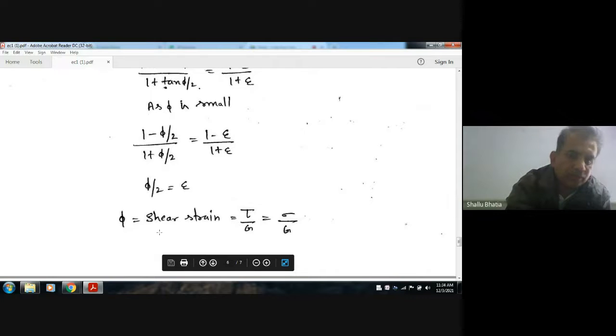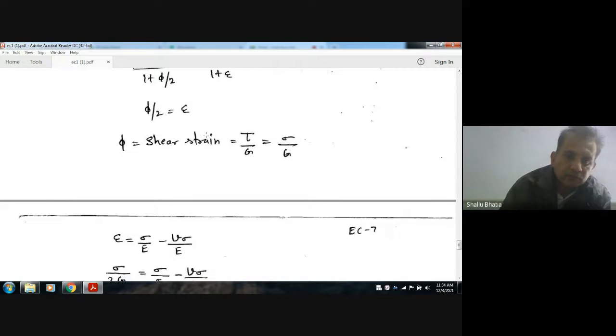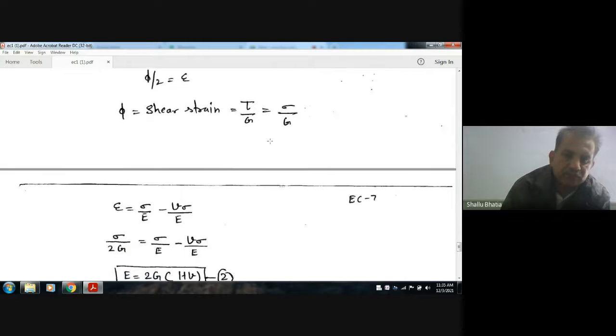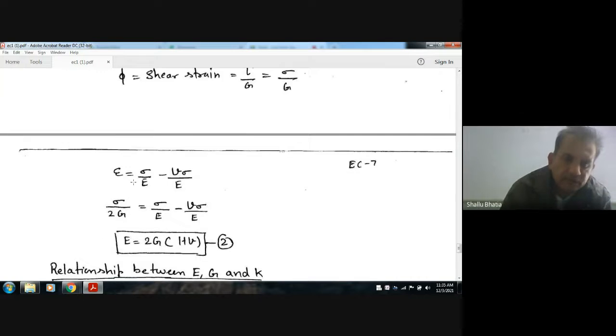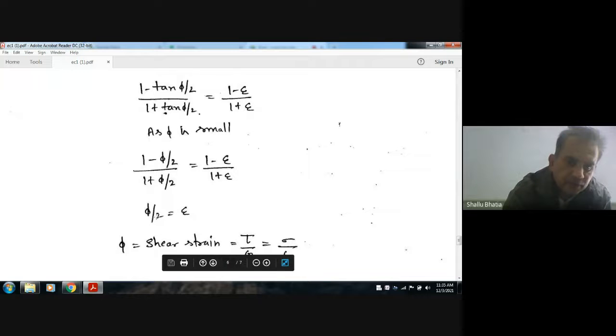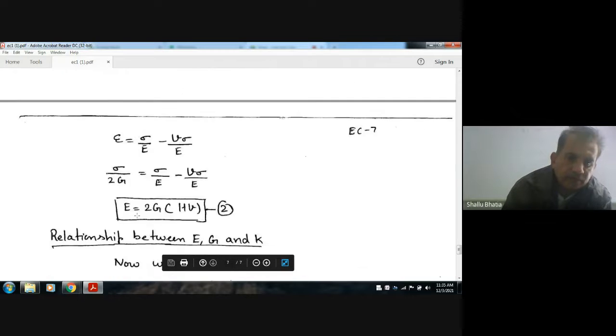So putting the value of phi as sigma by G, and putting the value of epsilon as sigma by E times 1 minus sigma by G... and this is tau by G equal to sigma by G, because the same amount of shear stress is acting on the plane at 45 degrees to plane AB or BC. If we put these values in this equation, you can find the relationship between E and G.